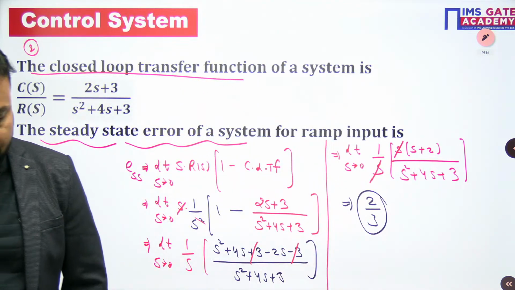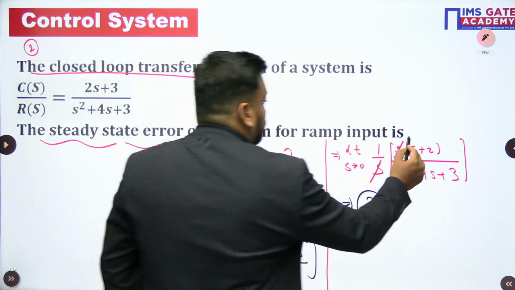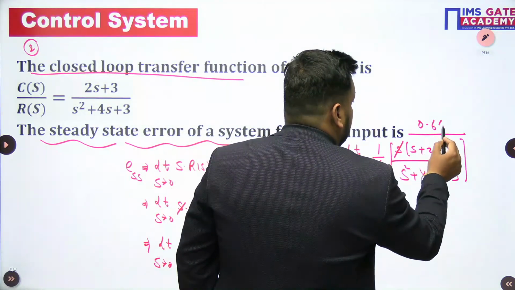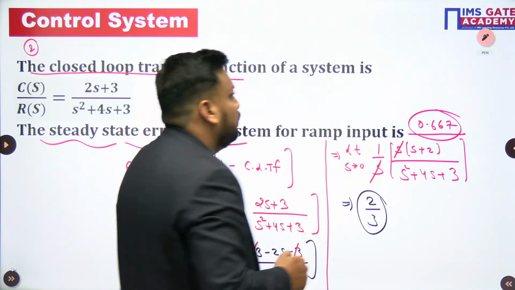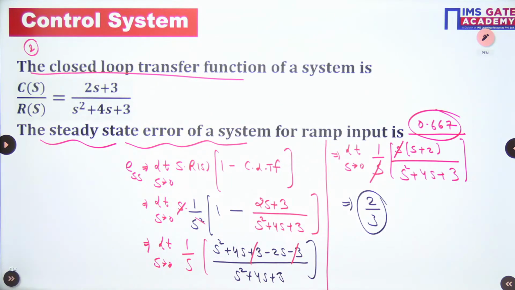Is this clear to you, guys? Just do reply first. The final answer that you are supposed to type will be 0.667. Do it fast, all of you. Just complete this question fast.